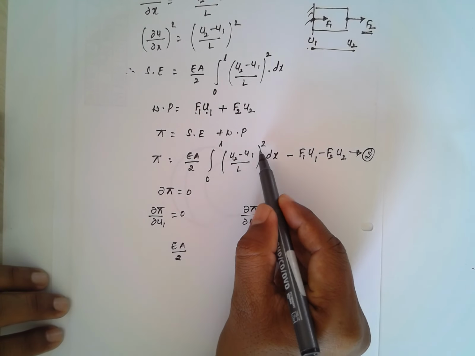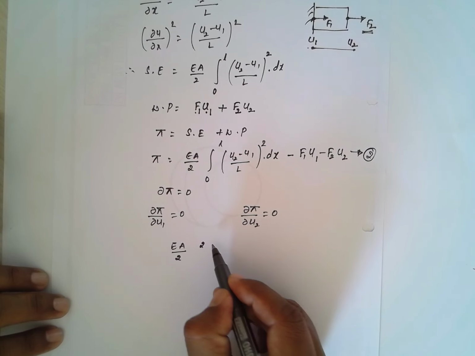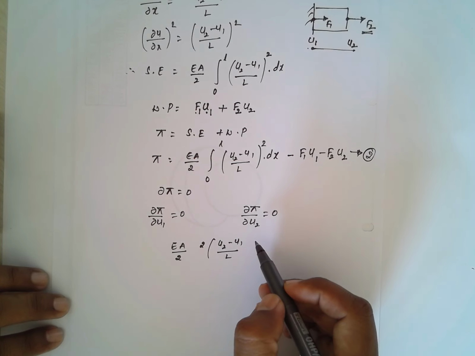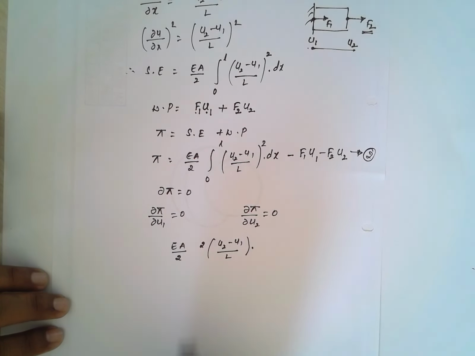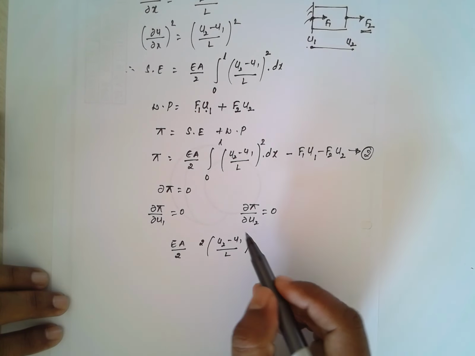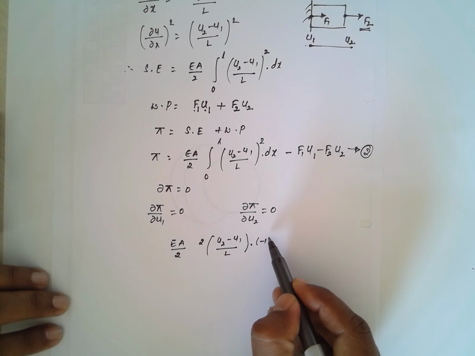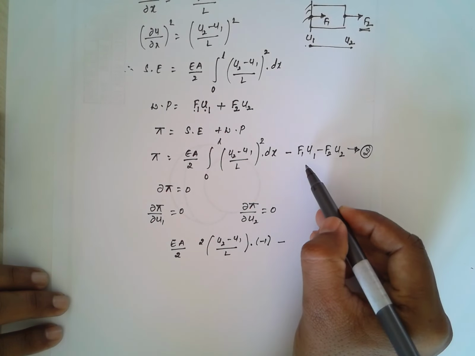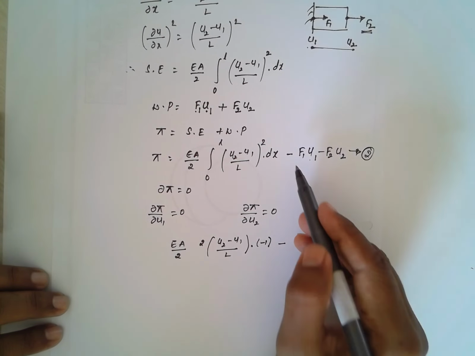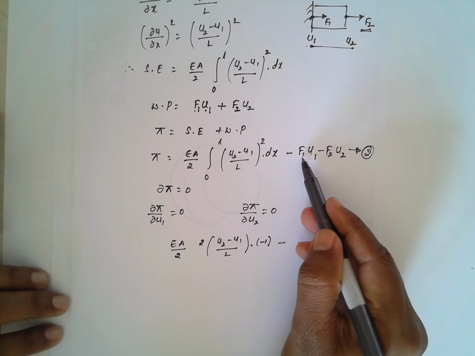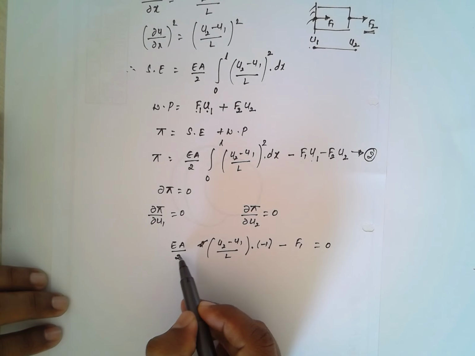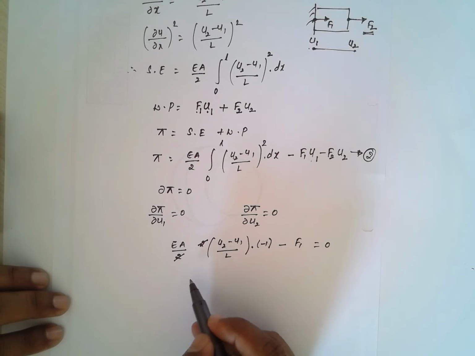So differentiation of (u2 minus u1) whole square is 2 times (u2 minus u1) divided by L, into, the differentiation of u1 is minus 1. And differentiation of F1 into u1, the coefficient of u1 is 1, and this will become F1, which equals 0. We can cancel this 2 and this 2.